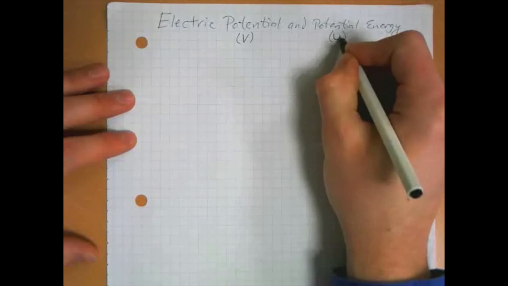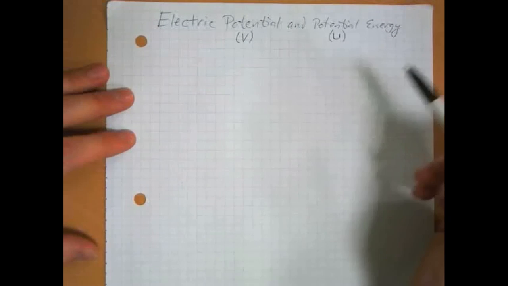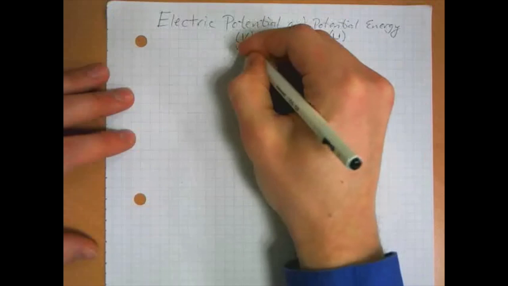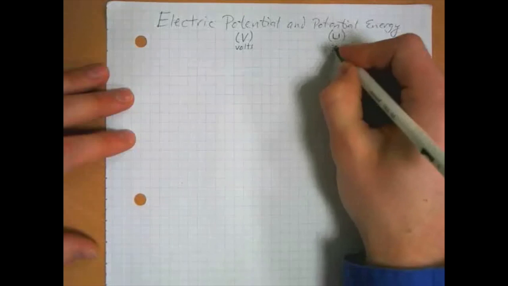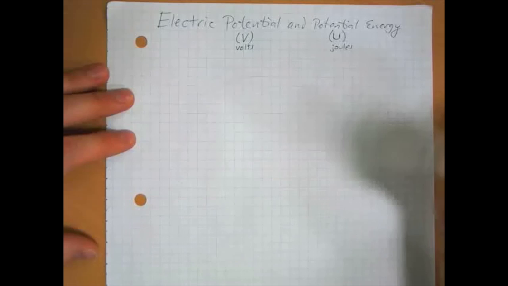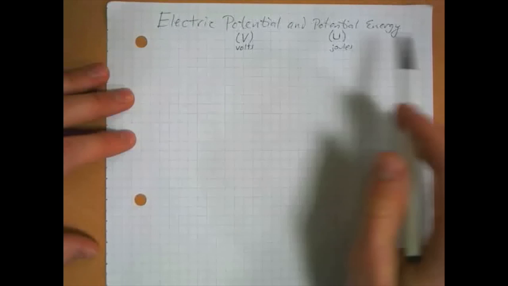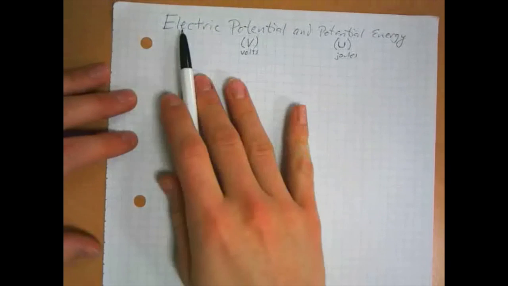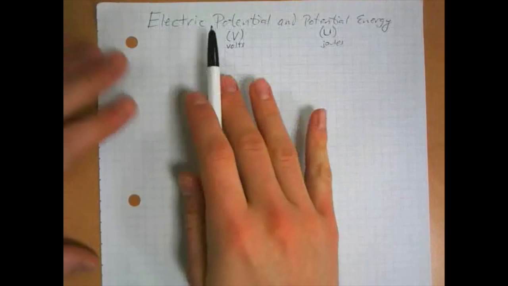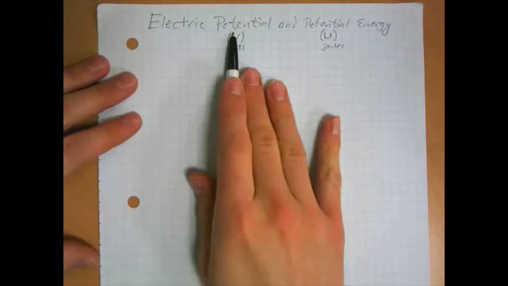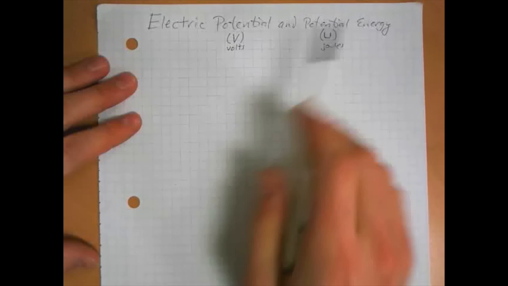As I said, this has units of volts. This has units of joules. It is an energy, and they're related, and I'll explain how they're related. But I want to make sure that you are clear that these are two separate quantities. Potential is one thing. Potential energy is something different.